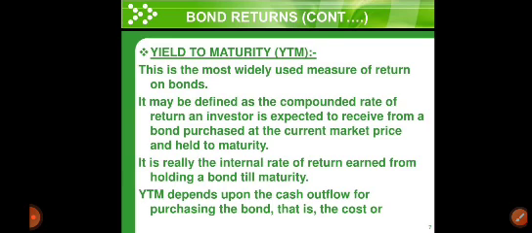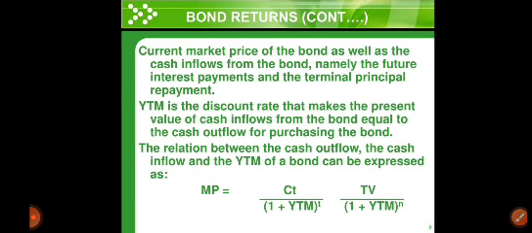Bond return: spot interest rate. A zero coupon bond is a special type of bond which does not pay annual interest. The interest on this bond is in the form of a discounted issue price of the bond. This type of bond is also called a pure discount bond or a deep discount bond.